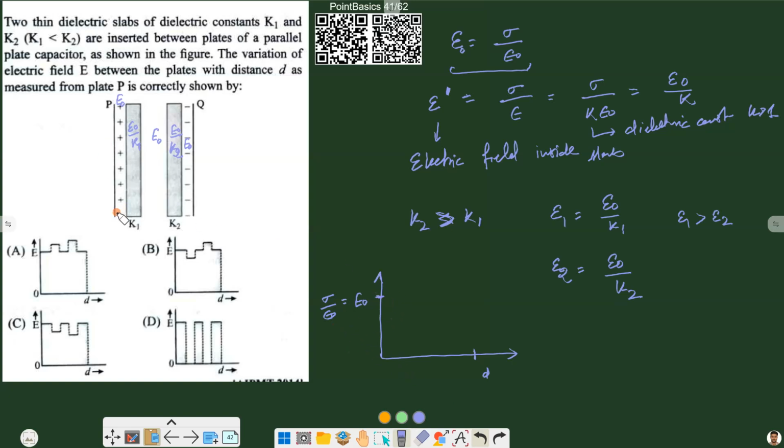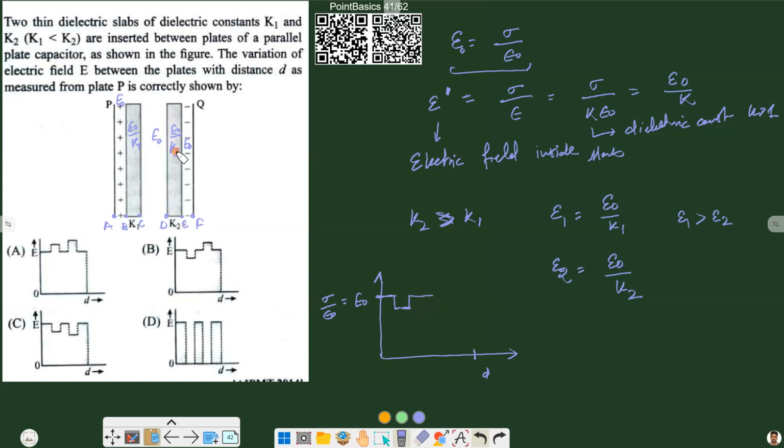Now from P, let's mark some points A, B, C, D, E, and F. From A to B, the electric field value will be E naught. Then from B to C, the electric field value will decrease slightly as it is divided by K1. So it is decreased, and it will stay decreased up to point C. Then it will come back to the original value up to point D.